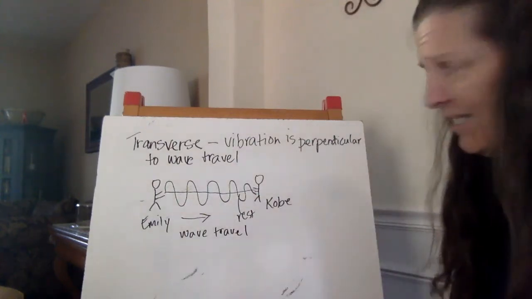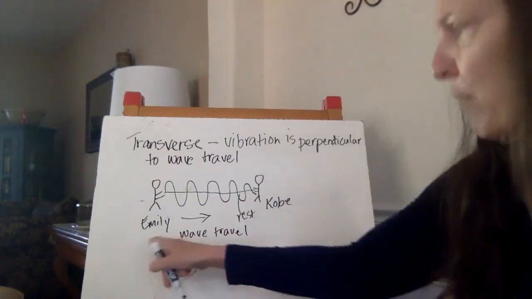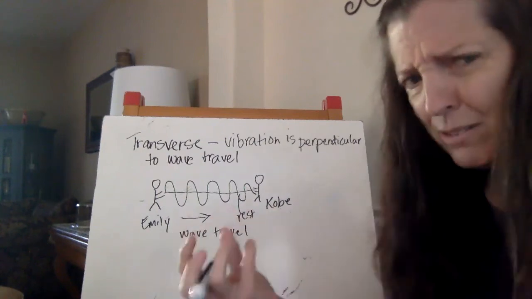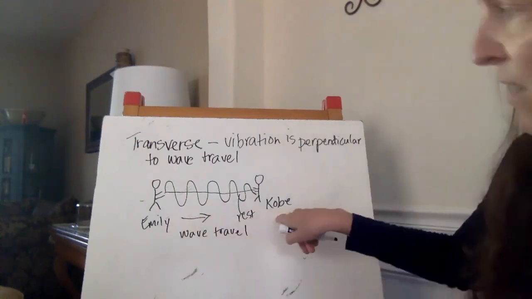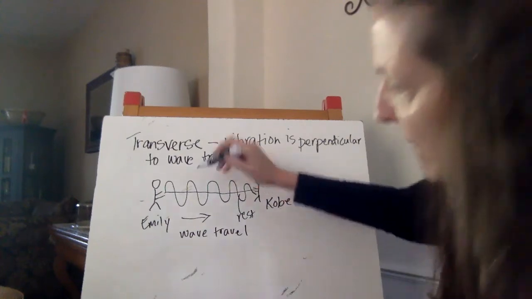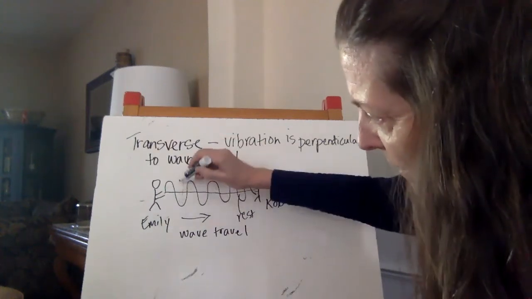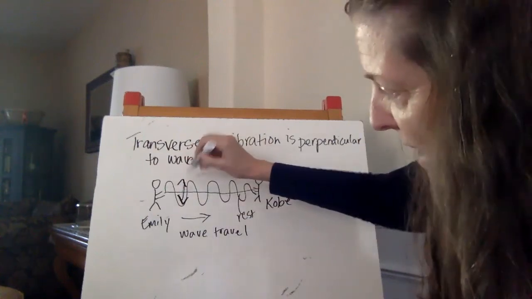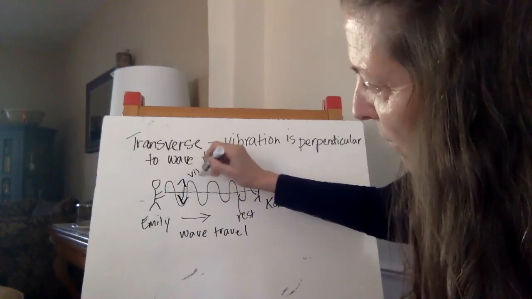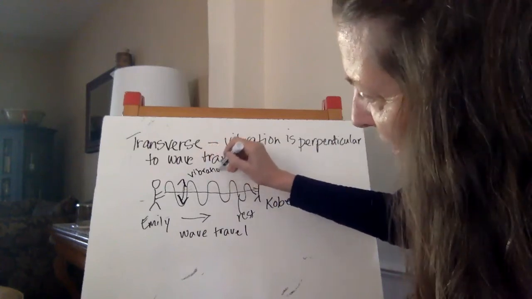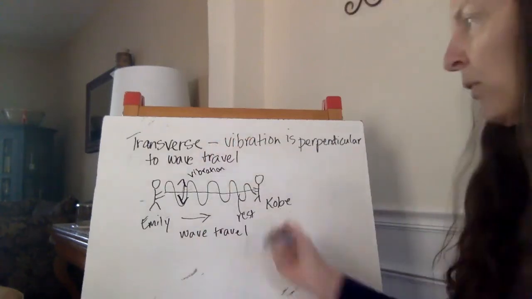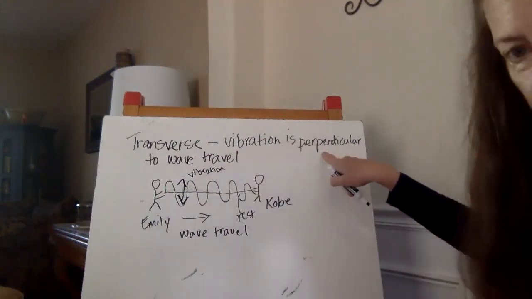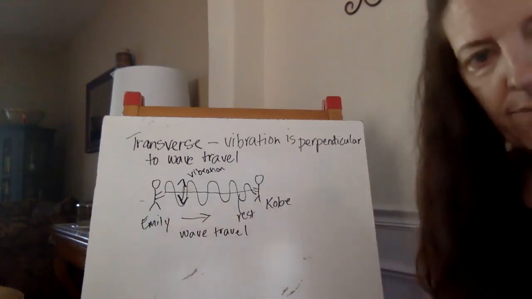But the slinky itself isn't going from Emily to Kobe. Like after a couple seconds, Emily still has hold on that slinky, right? So the wave traveled, the wave vibration was this way, up and down. So that is the direction of wave vibration, but the wave was going that way. So the vibration is perpendicular to wave motion, okay?